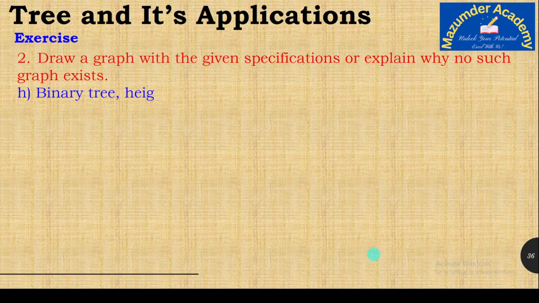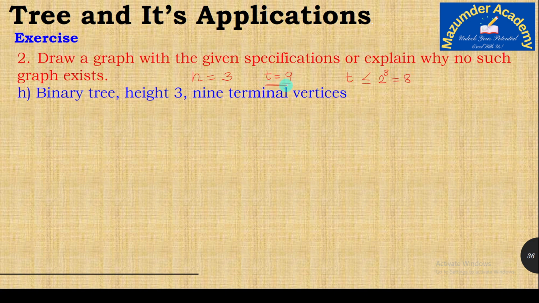Next, a binary tree, height 3, 9 terminal vertices. It is given h equals 3 and terminal vertices t equals 9. Now as per the rule, the terminal vertices must be less than or equal to 2 power h, that is 2 power 3, and that is equal to 8. But my given number of terminal vertices is 9, while as per the condition it should be less than or equal to 8. So it is a contradiction with the theorem or rule. Therefore no such graph can exist.